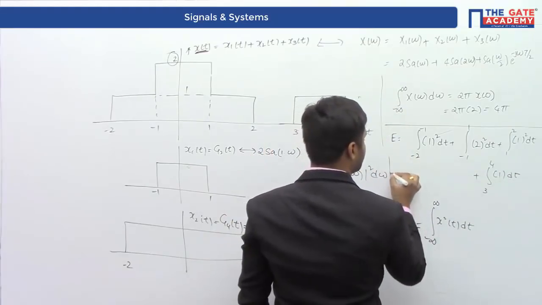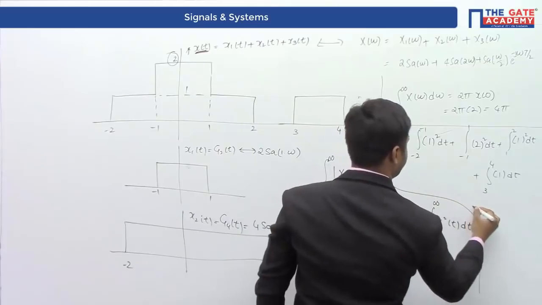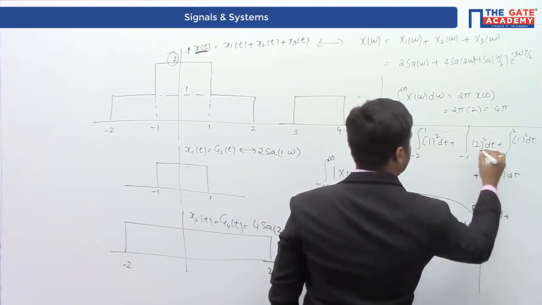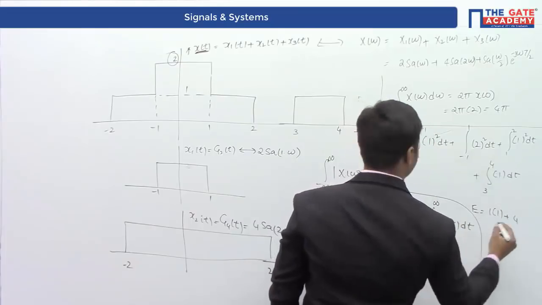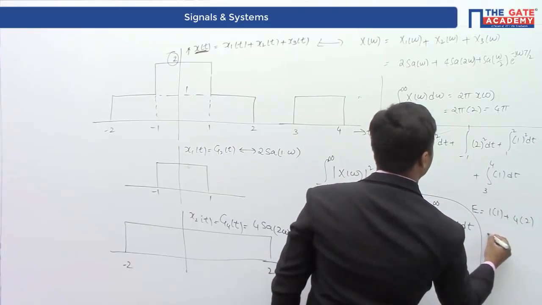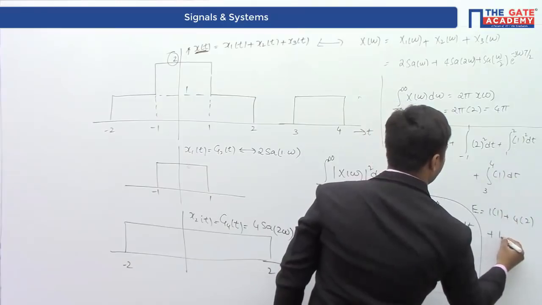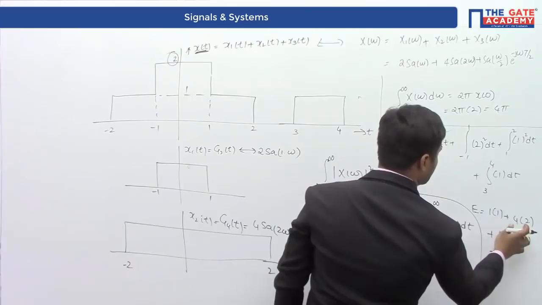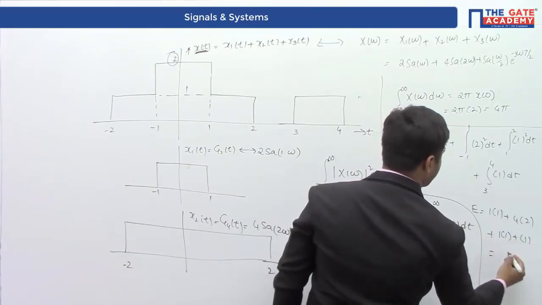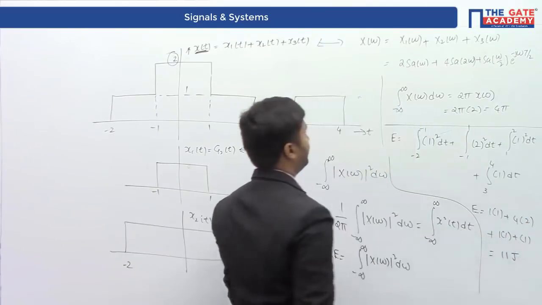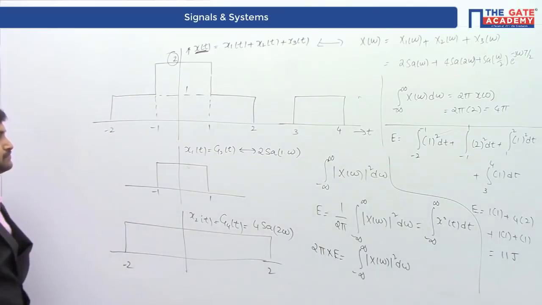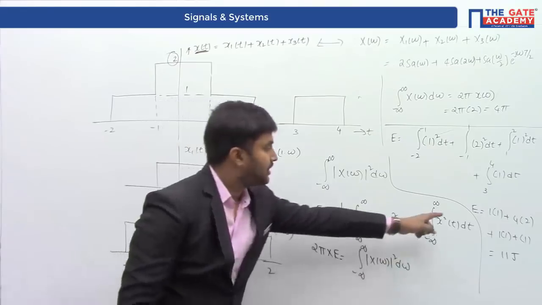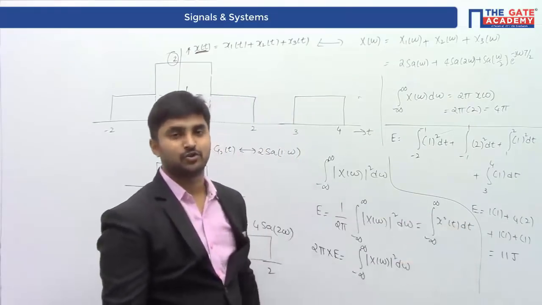So what is this value? You can find out the energy. The energy is given by 1 into 1 plus 4 into 2 plus 1 into 1 plus 1 into 1. So therefore it is going to be 8, 9, 10, 11. So the energy of the signal is going to be 11 joules.